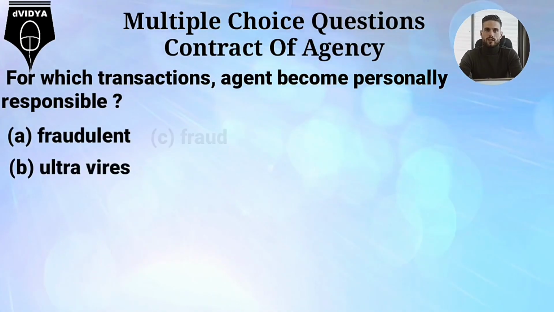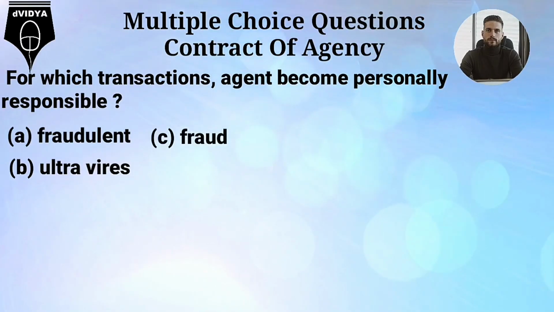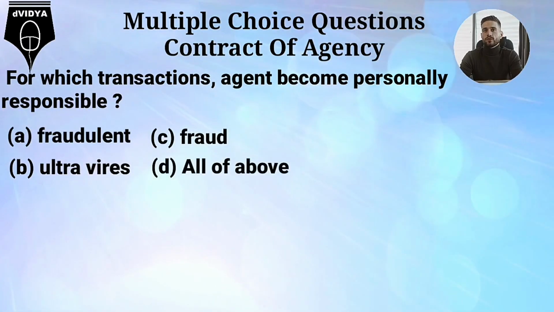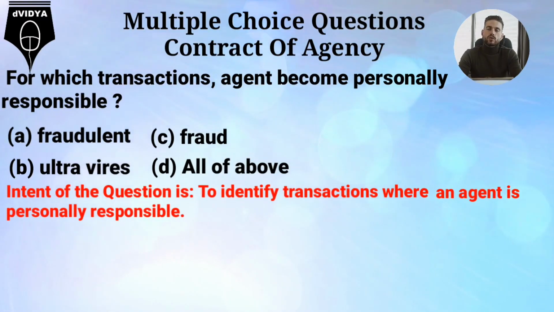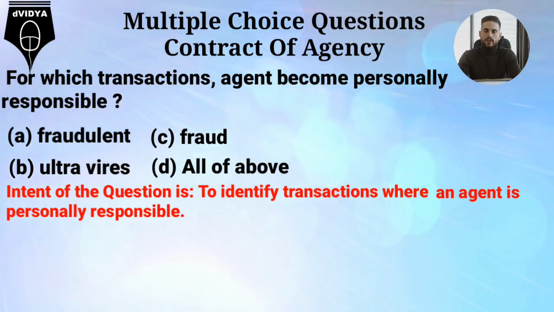Ultra vires. Option C. Fraud. Option D. All of above. Intent of the question is to identify transactions where an agent is personally responsible.